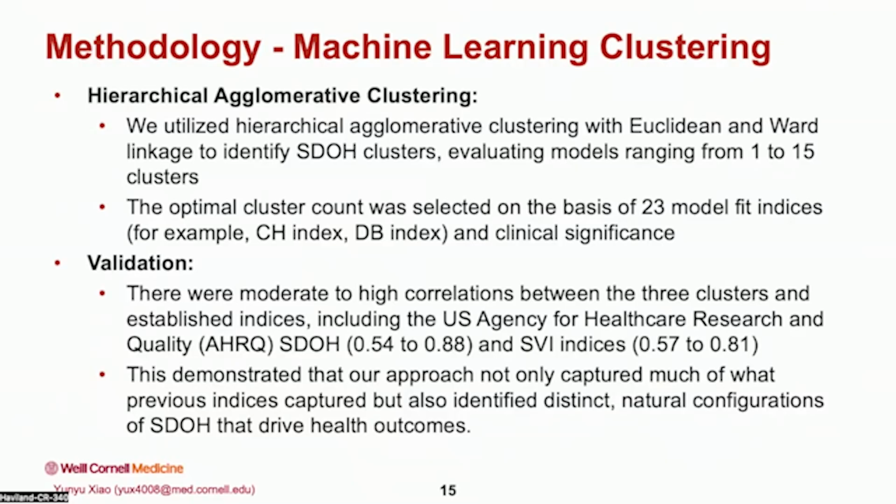The method we used is a hierarchical clustering algorithm, with Ward linkage to identify each of these clusters. Basically, we estimate from 1 cluster up to 15 clusters to see how these 3,000 counties can be clustered into groups, where the counties within each cluster share similar levels of exposure to different domains of social determinants of health.